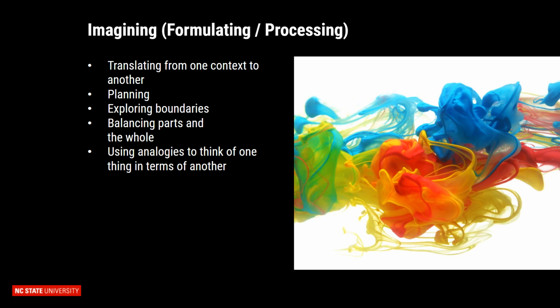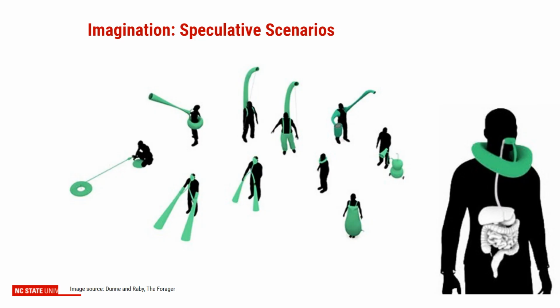Imagination as a component of problem definition is helpful for translating from one context to another, for planning, exploring boundaries, balancing parts in the whole, and using analogies to think of one thing in terms of another. Speculative scenarios are a strategy used to encourage structured imagination for problem solving. In speculative design, future scenarios are used to create a context for problem solving.